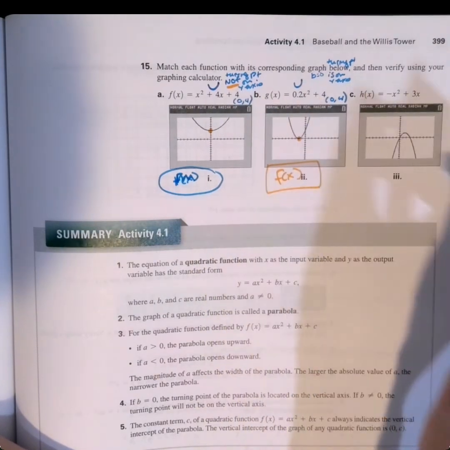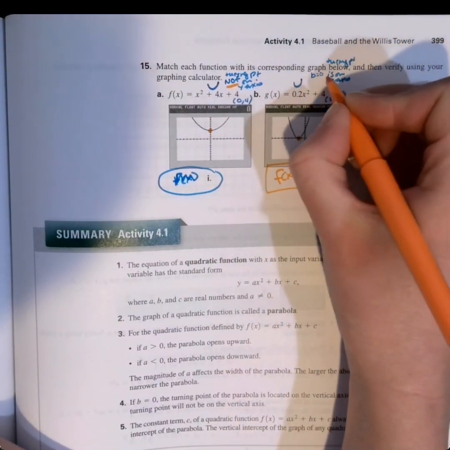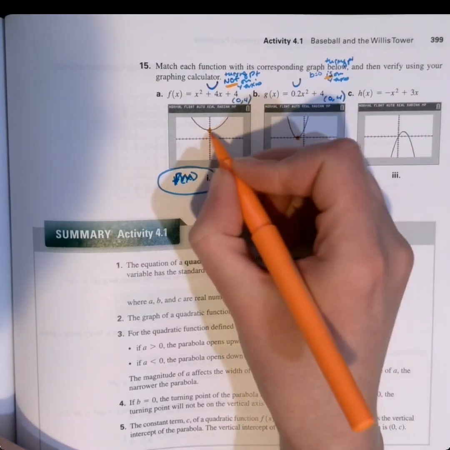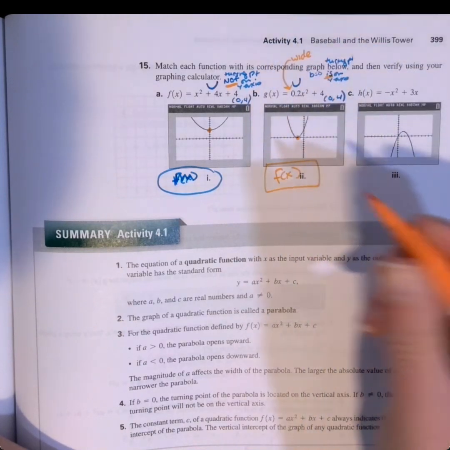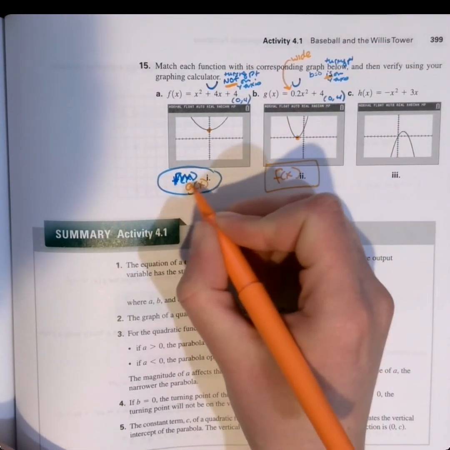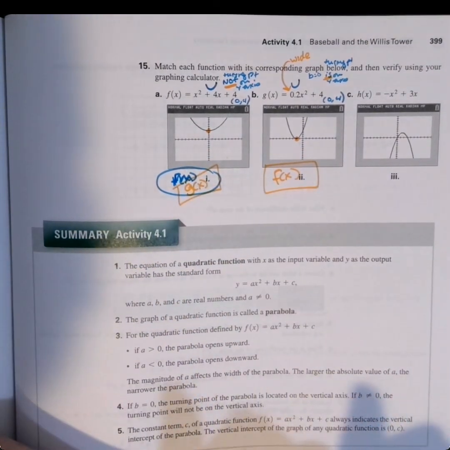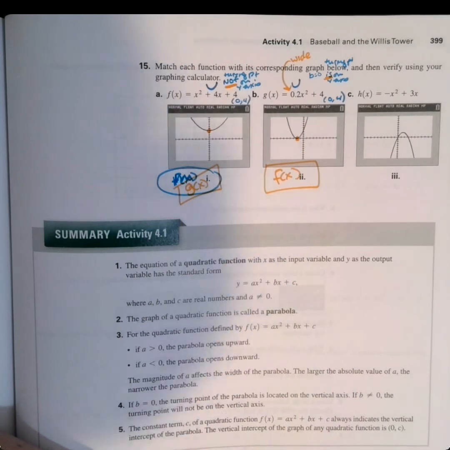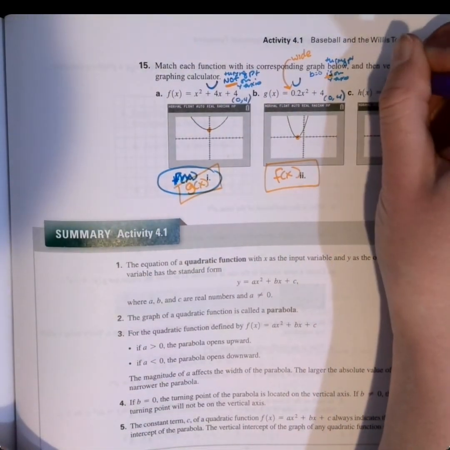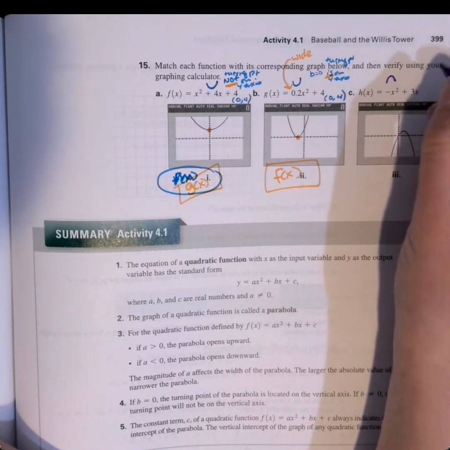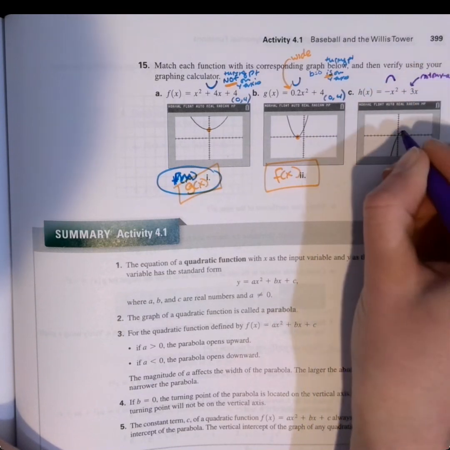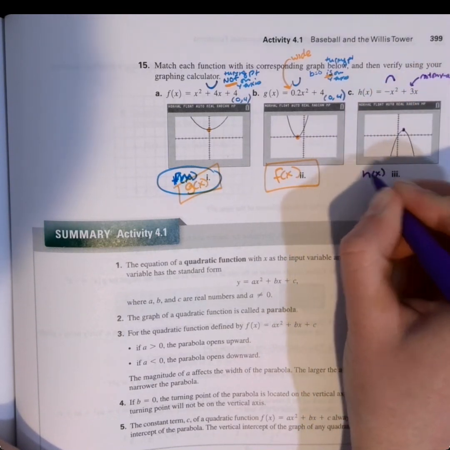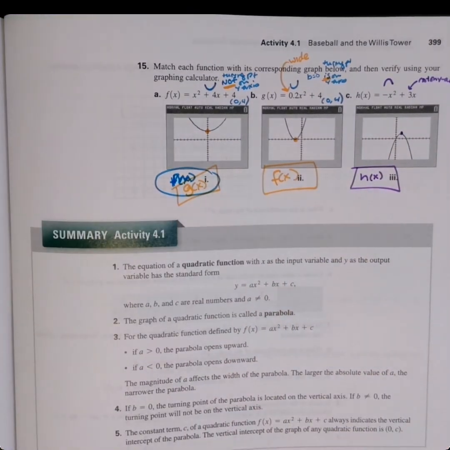Okay. Now, this one we said, facing up, the turning point is on the y-axis. We also said, because of this 0.02, that it was going to be wide. And so this one's going to be g of x. And then the last one, what we know about that one is that it's got a negative coefficient, so it's going to face downward. And its turning point is not on the y-axis. So this one could be h of x. Okay. And it would like us to graph them to confirm.